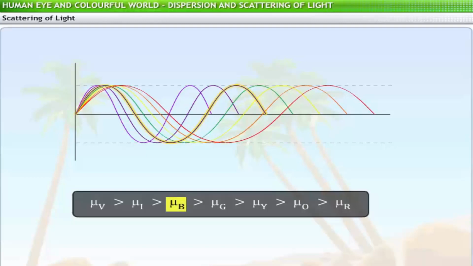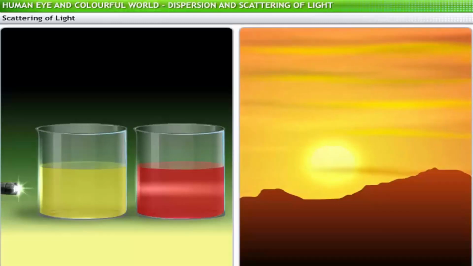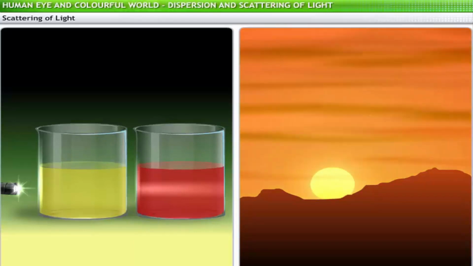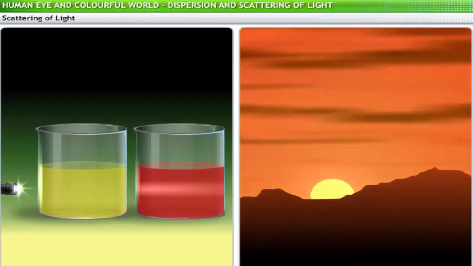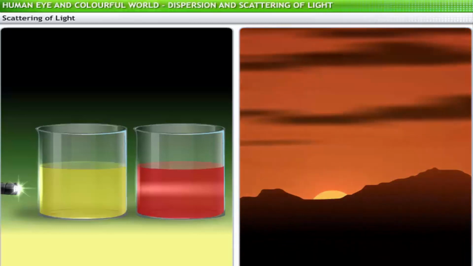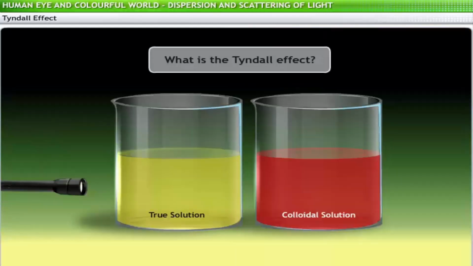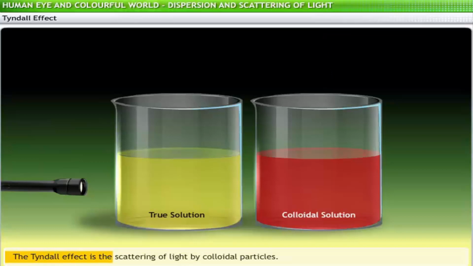Very interesting. Are there other examples that show the scattering of light? Sure. Scattering of light gives rise to many amazing and spectacular phenomena such as Tyndall Effect, reddening of the sun at sunrise and sunset. What is the Tyndall Effect? The Tyndall Effect is the scattering of light by colloidal particles.